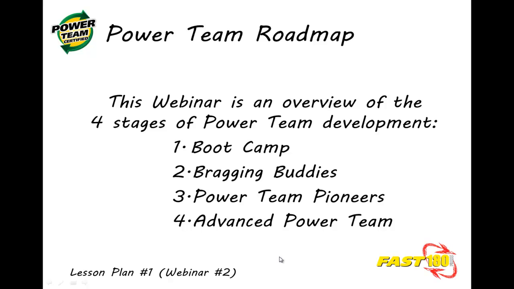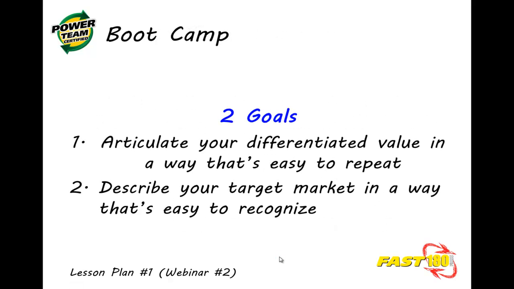Essentially, as you see on page 5 there, the goal of boot camp, there are 2 goals. Number 1 is to articulate or describe your differentiated value in a way that's easy to repeat, and describe your target market in a way that's easy to recognize. So in terms of your differentiated value, we're going to use some of the tools in the Power Team Certified Roadmap workbook to help you.